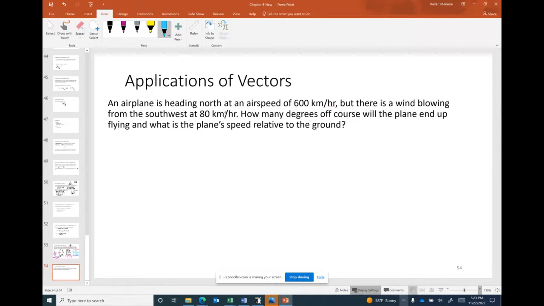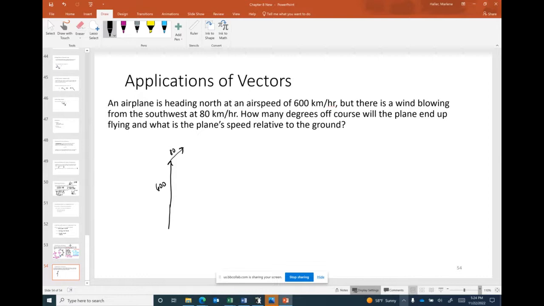In this one, we have an airplane. They're heading north at an airspeed of 600 kilometers per hour. Okay, but there's a wind blowing from the southwest at 80 kilometers per hour. All right, so we can represent these speeds as vectors, right? So if we're heading north at 600 kilometers per hour, we can say there's a vector that's 600 kilometers per hour. But the wind now is southwest. It's blowing from the southwest, so it would be going this direction from the southwest at 80 kilometers per hour. So we could just add that vector out on the end and say that's 80.